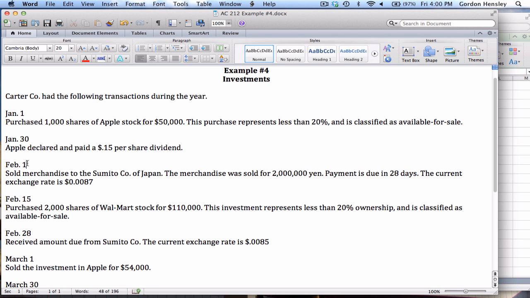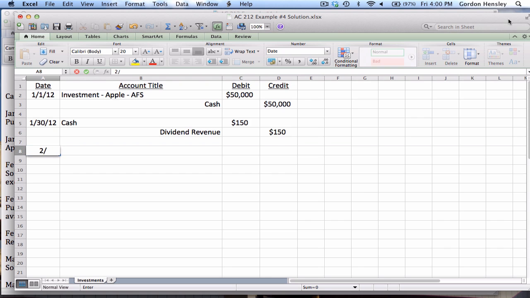The next transaction is on February the 1st. We sold merchandise to the Sumitomo Company of Japan. The merchandise was sold for 2 million yen. Payment is due in 28 days. The current exchange rate is 0.0087. So in this case, this is pretty much a standard credit sale.